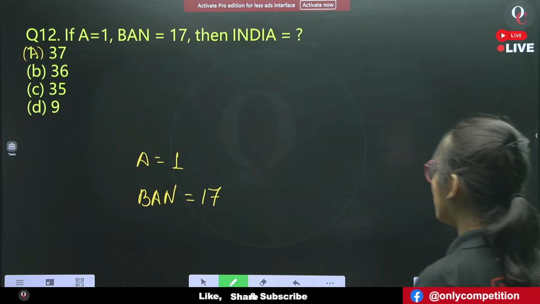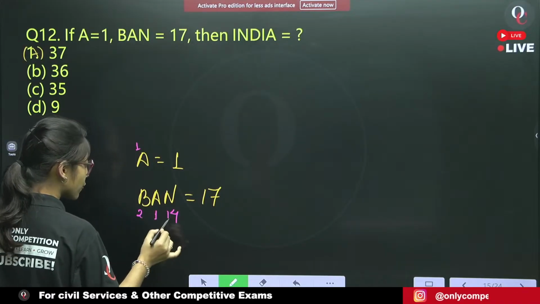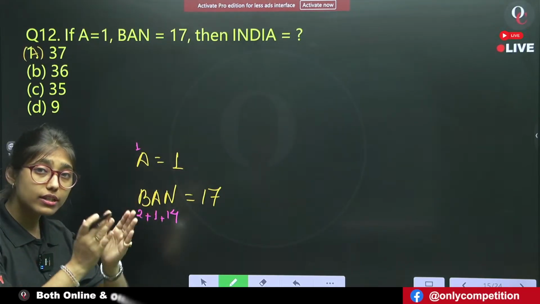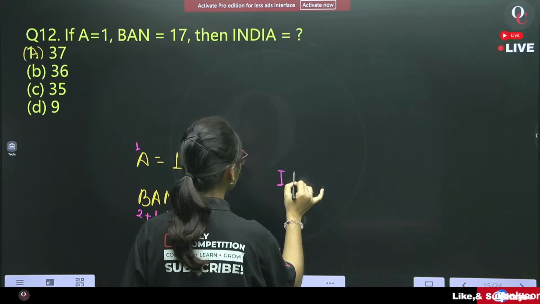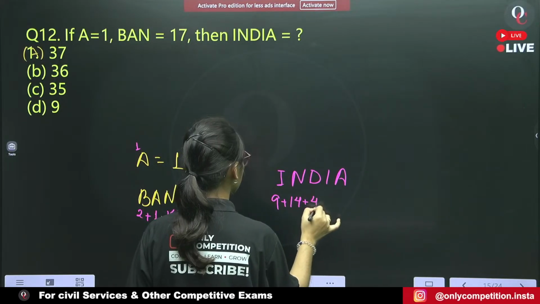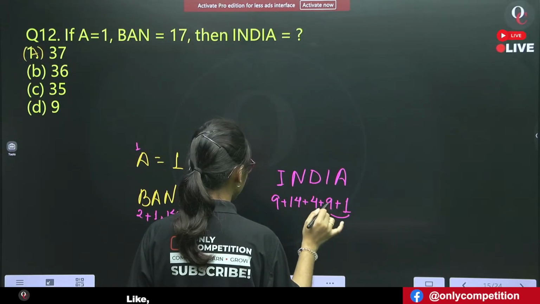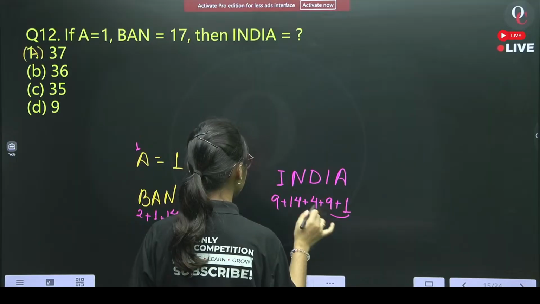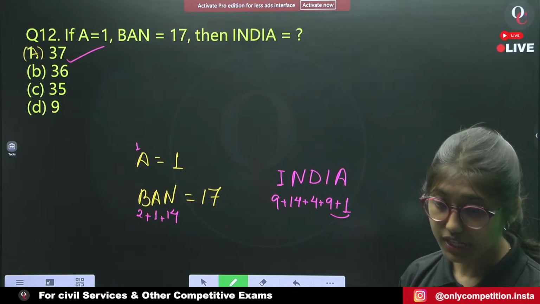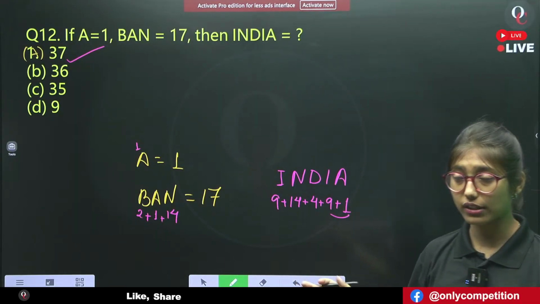Now, we all know that the position value of A is 1, B is 2, and so on, N is 14. Therefore, 14 plus 1, 15, 16, 17. They have just added all the numbers, isn't it? So, therefore, what will be the code for India? 9, 14, 4, 9 and 1. This is 10, this is 18, 28, okay, 28 plus 9 is how much? 37. Yes, we need to do the addition of all the position values. That's it, nothing more than that, okay?